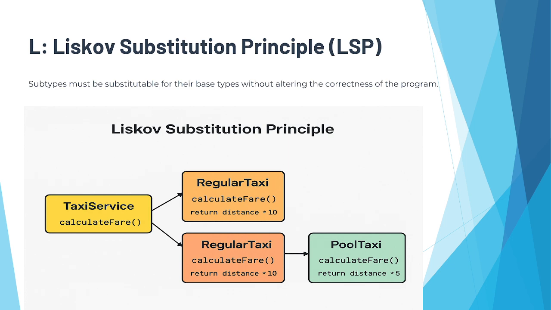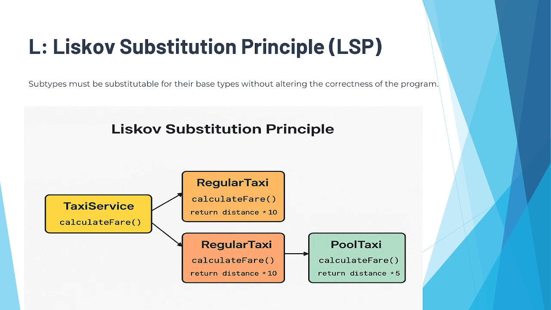In simple words, take the example of a taxi service, and there are two subtypes of taxi service: one is regular taxi and the other is pool taxi. Let's say you have created an object of regular taxi and you're calling the calculate fare method. As per the Liskov substitution principle, if you replace it with pool taxi, which is again a subtype of taxi service, then also it should work seamlessly. This is about the Liskov substitution principle.